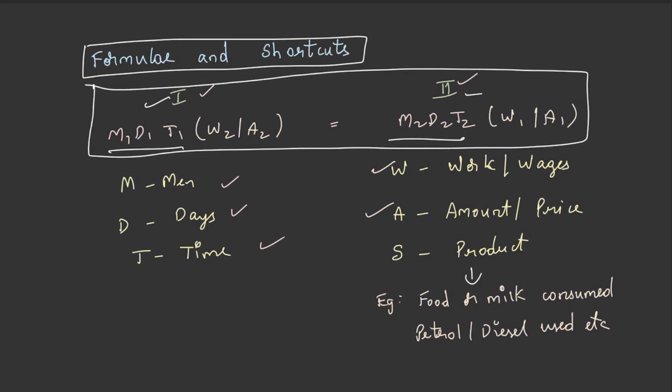All the elements in statement 1 are written on one side, and all the elements of statement 2 are written on the other side, except wages or work done or amount or prices or cost of items if given in the question. They are only interchanged, like what we have done here. You will be able to get a superior understanding when we use this formula in solving the problems. So let's try to do this.